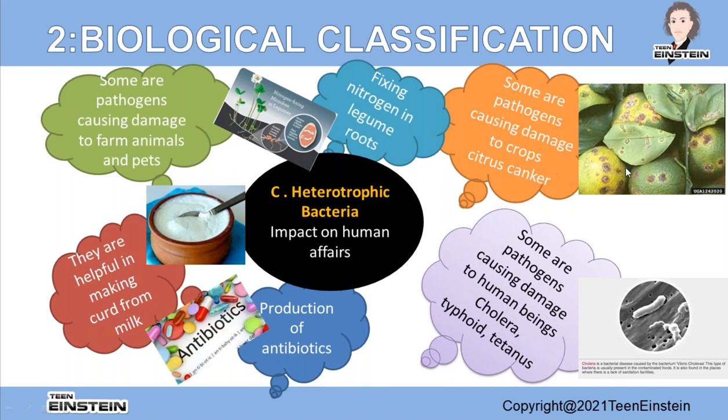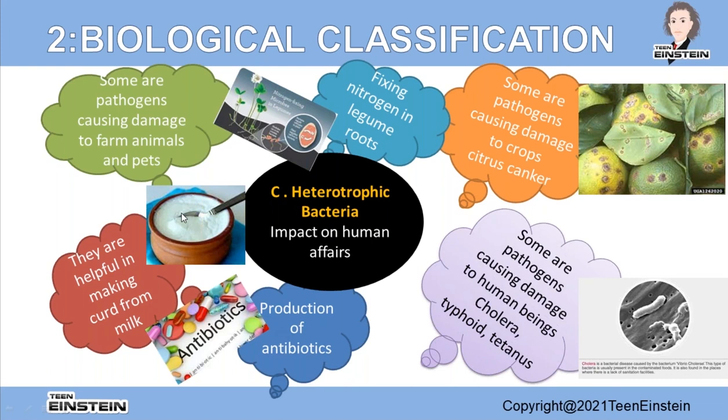Some are pathogens causing damage to crops. Plant pathogens are present in heterotrophic bacteria. This is a plant disease like citrus canker. You can see these black dots, that is called citrus canker on lemon. So that is caused by these, and some are causing damage to human beings like cholera, typhoid, tetanus. All these are caused by these organisms.